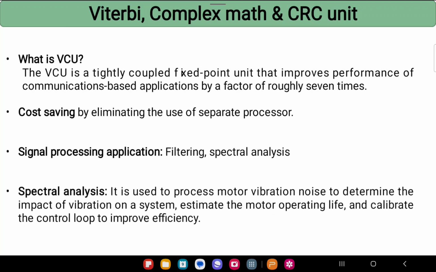And where do we do the spectral analysis and why do we need it? It is used to process motor vibration noise to determine the impact of vibration on the system. If you are using a motor and doing spectral analysis of the motor, we will get to know the impact of the vibrations on the motor, how the motor life can be estimated, and what we can do to improve the efficiency with the help of this analysis.